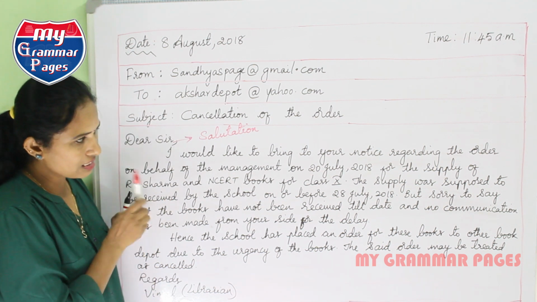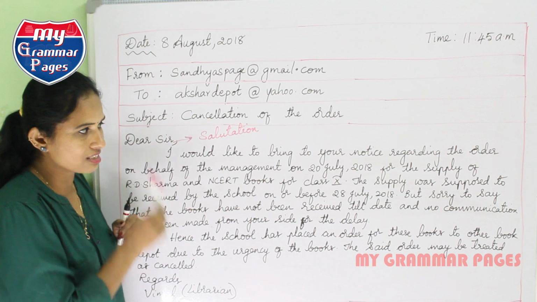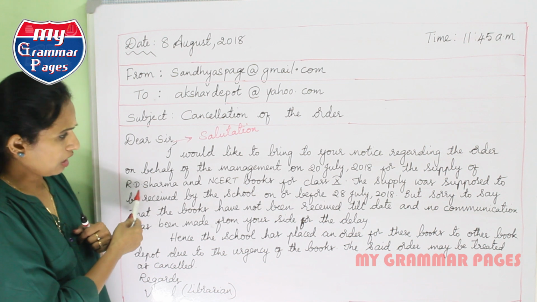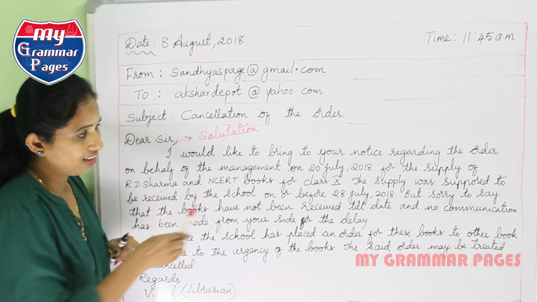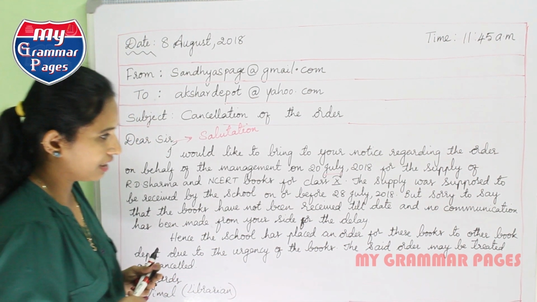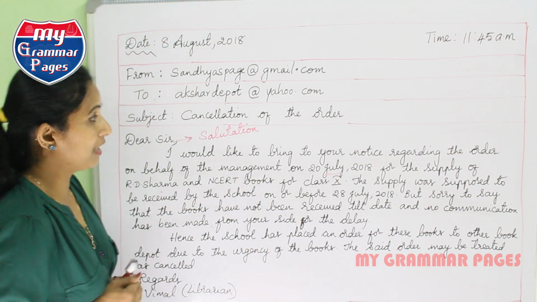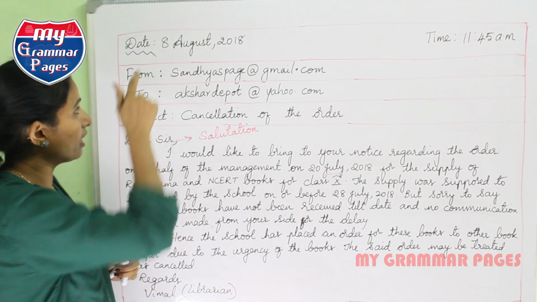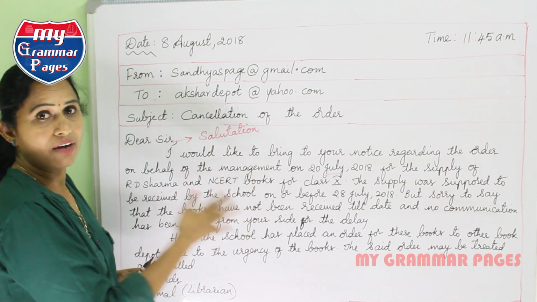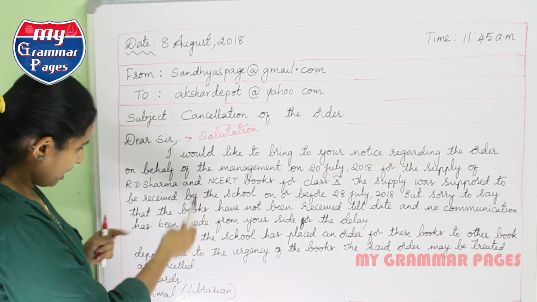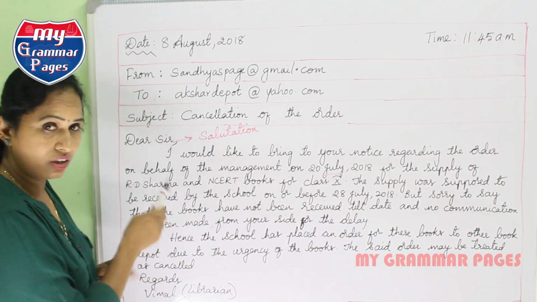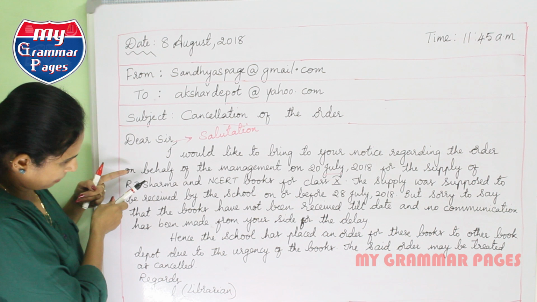This particular management is a school from which an order has gone to Akshay Depot for the supply of R.D. Sharma and NCERT books. The order was placed on 20th July 2018 and the expected date was 28th July 2018. But this is the date on which we are writing the mail, that is 8th August. That means many days have passed but they haven't received the books yet. Even from their side, no proper information has been given regarding the delay. And see, this is paragraph number 1.